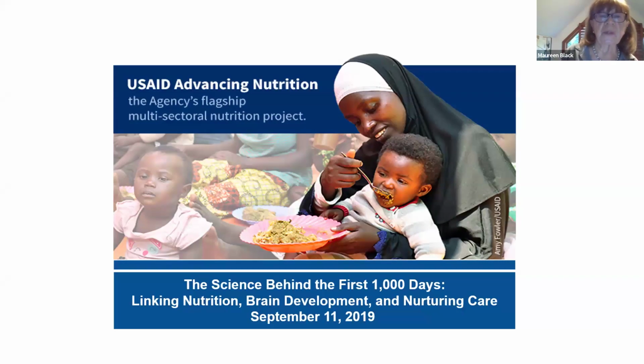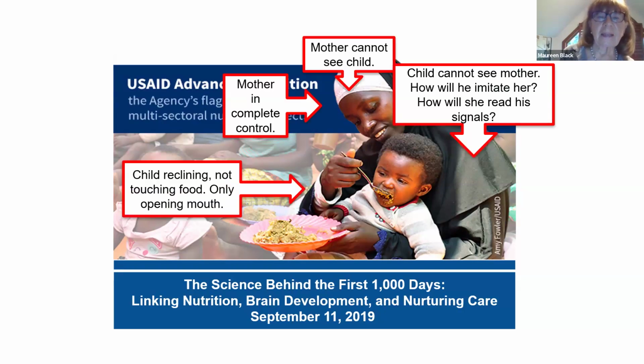And this is emphasizing some responsive feeding. There are a few changes that I might recommend in these, so just take a look and you'll see. Next. Oh, in this one, the mother's in control. I'd rather have the mom looking at the child so the child can see the mother. Children imitate. So I'd rather have them looking at one another. The child is reclining. This is not a great feeding position. The child should be leaning forward. The child is opening the mouth, not touching the food. Kids at this age could touch food. And so there are a few changes that we might make.